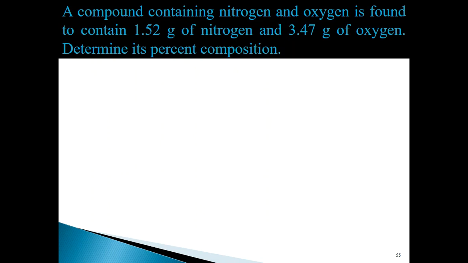So for example, in this case, some experimental data is given, and you're asked to determine the percentage of each element for a compound formed between nitrogen and oxygen. So the first thing you do is find the total mass. So total mass is equal to 1.52 grams plus 3.47 grams, and you work that out. So 1.52 plus 3.47 will be equal to 4.99 grams.